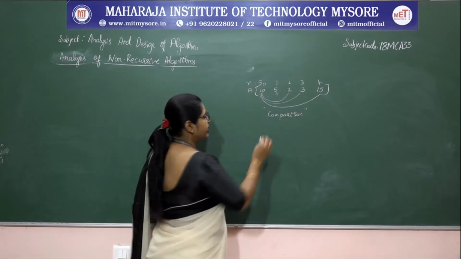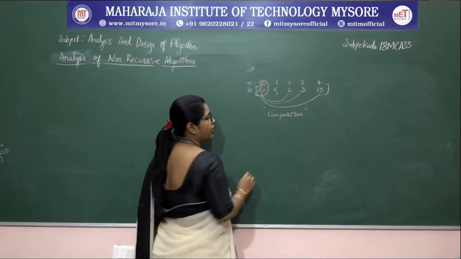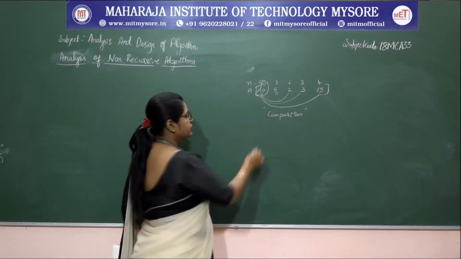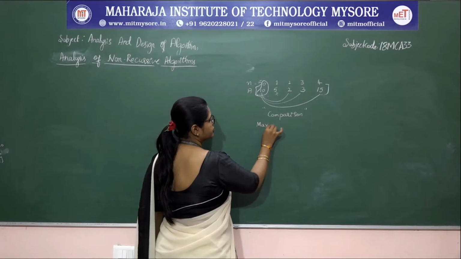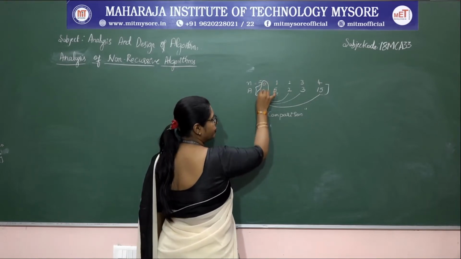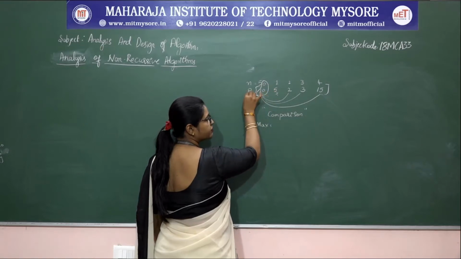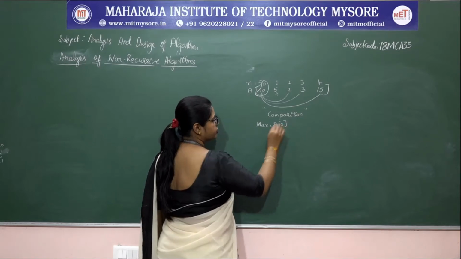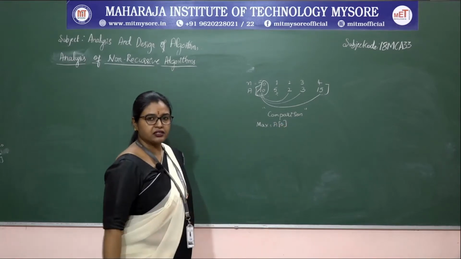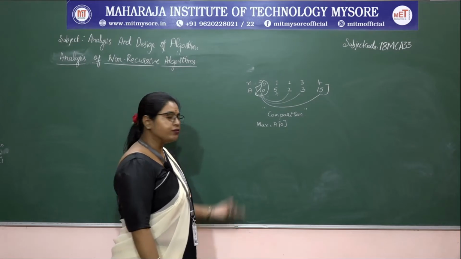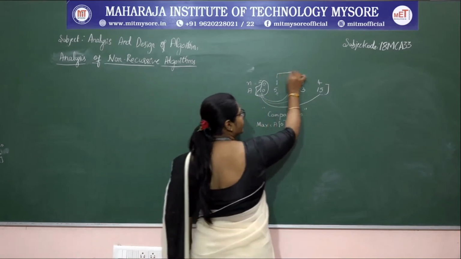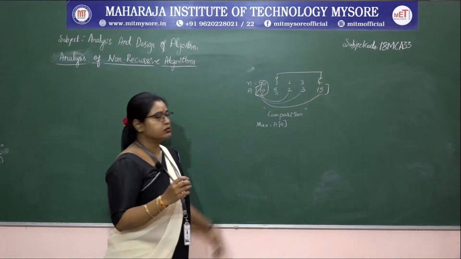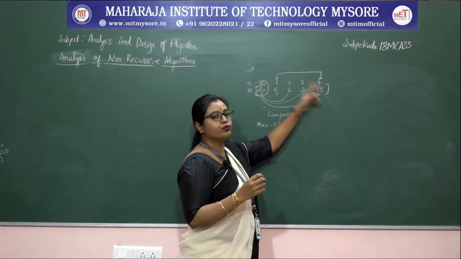Let me start with the 0th position. I am assuming that the first element is the largest one, so the maximum value is the first element present in the array. The first element is represented as A of 0, and that is considered the maximum value. Therefore, we need to start the comparison from index 1 up to 4.